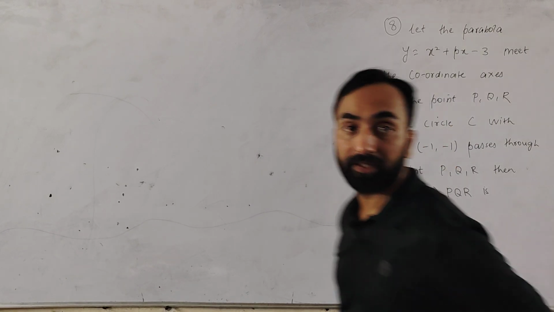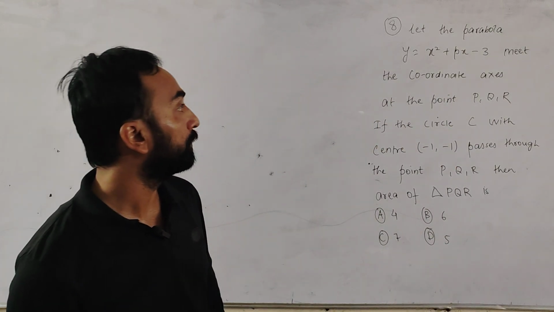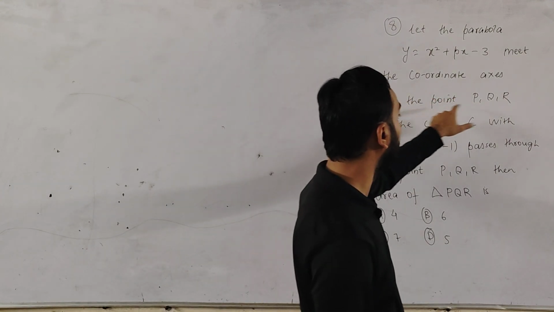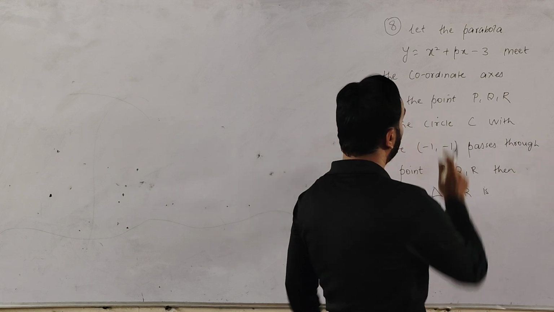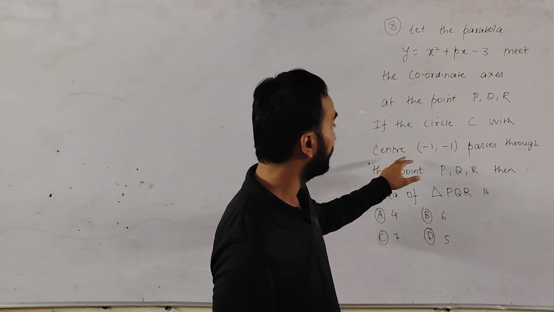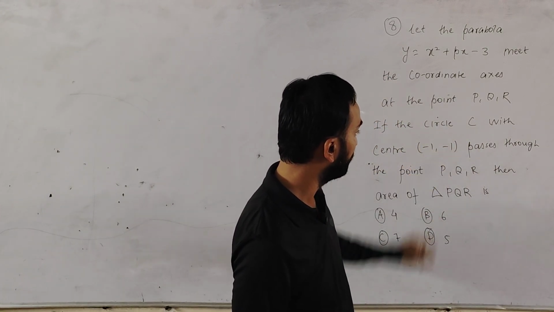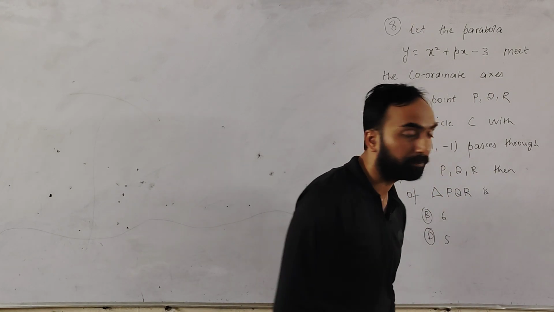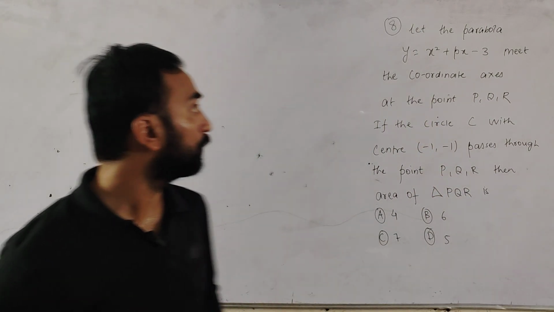Okay, so question number 8 we have is: let the parabola y is equal to x square plus px minus 3 meet the coordinate axes at the points P, Q, R. If the circle C with center (-1, -1) passes through the points P, Q, R, then we have to find the area of the triangle PQR, right? So first draw the coordinate axes.